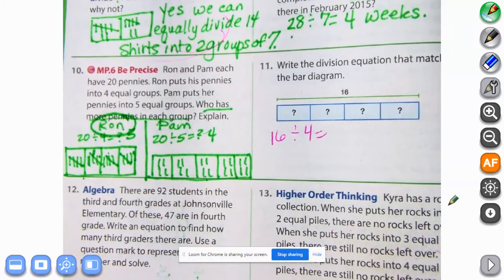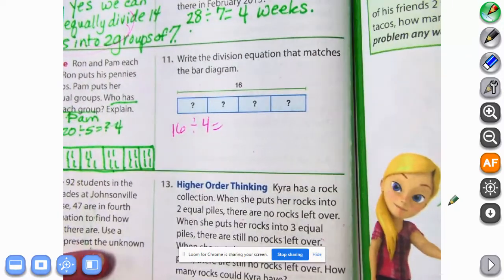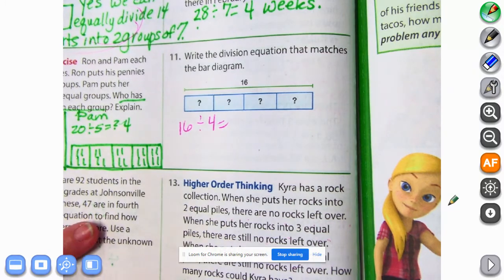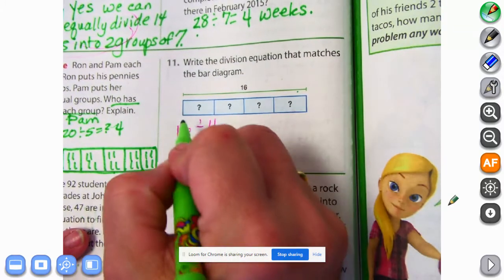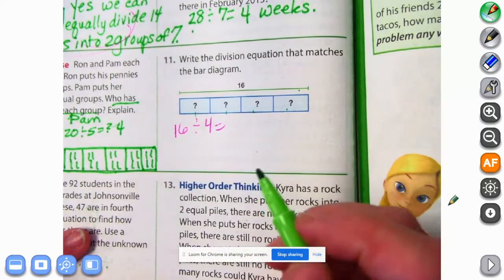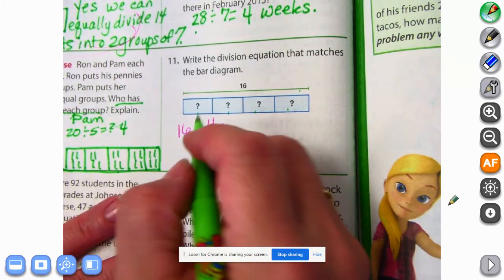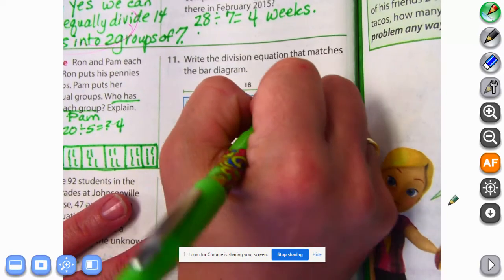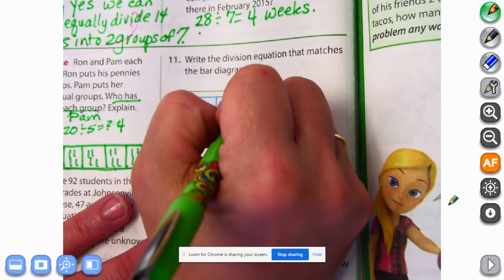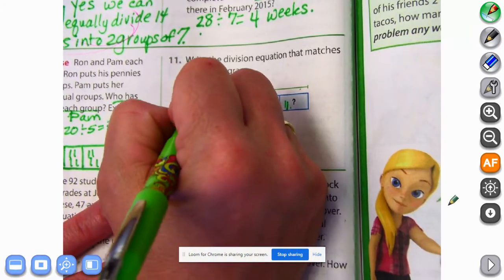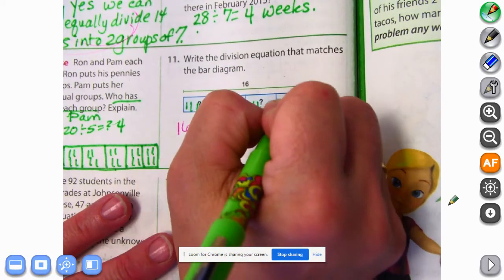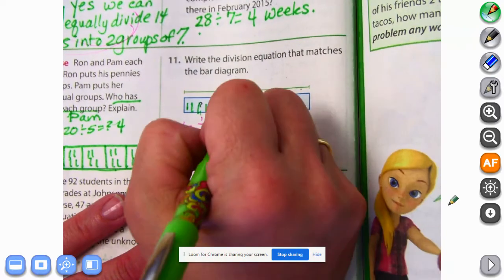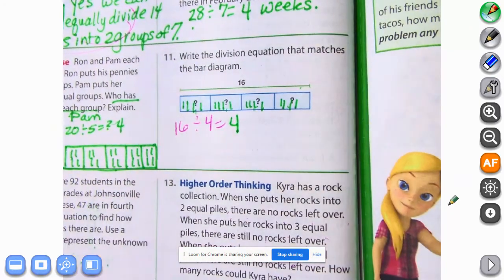Okay, go ahead and pause if you need to. Number 11 says write the division equation that matches the bar diagram. So we have 16 total divided up into 4 groups. So what we can do now to find the answer is we're going to give 1 to each group. 1, 2, 3, 4, 5, 6, 7, 8, 9, 10, 11, 12, 13, 14, 15, and 16. Gives you 4 in each group.